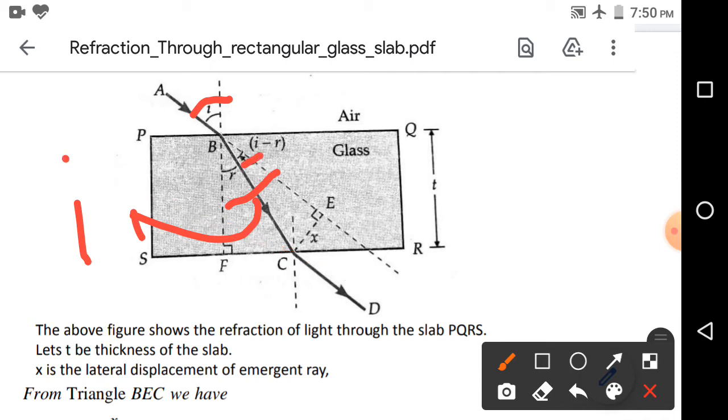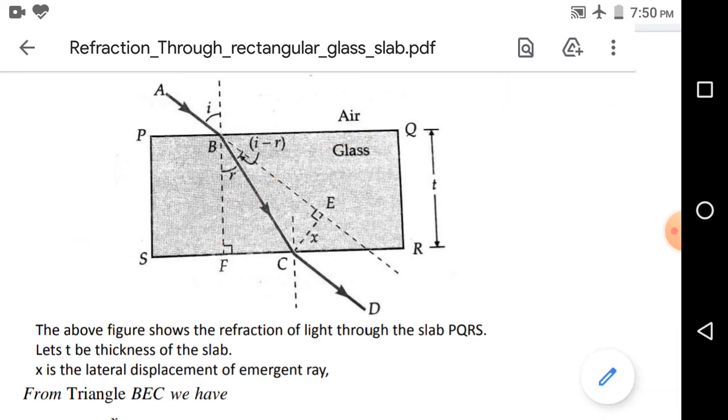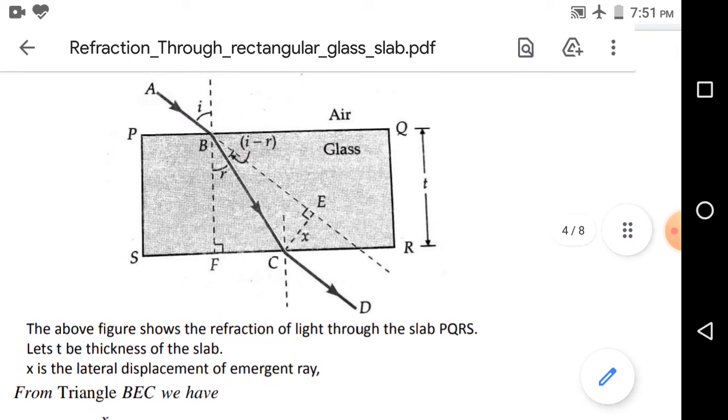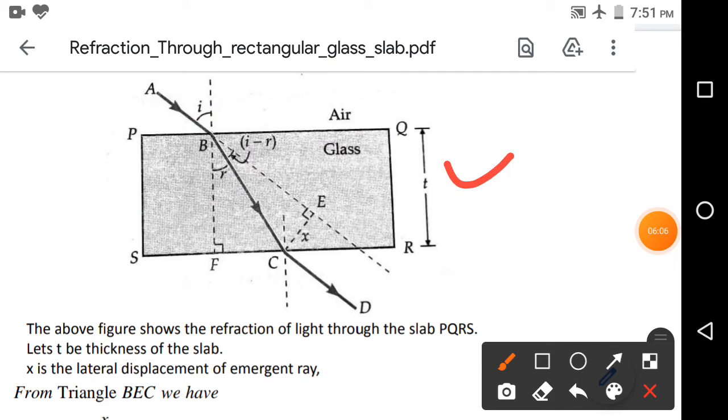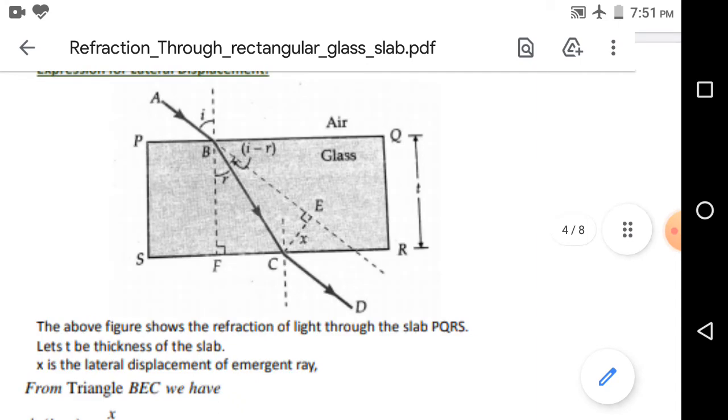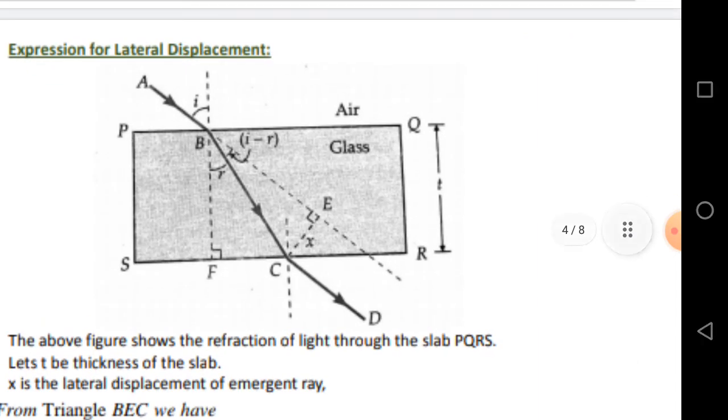So this small angle can be written as i minus r. T is the thickness of the slab. X is the lateral displacement. Then, see the triangle BEC.